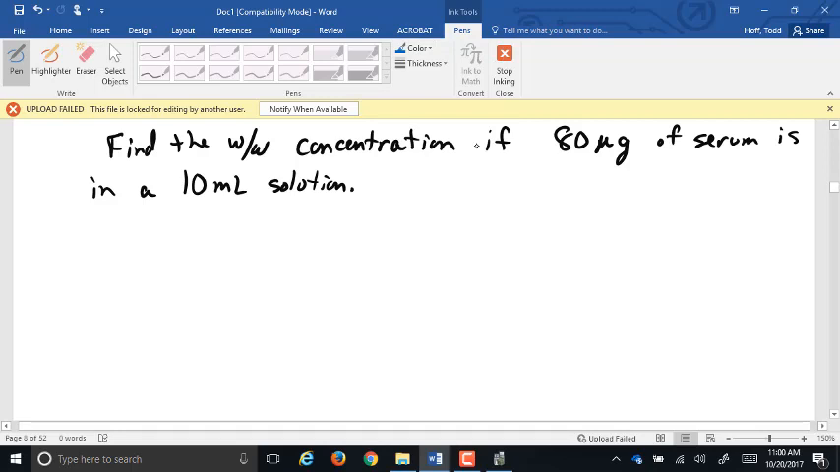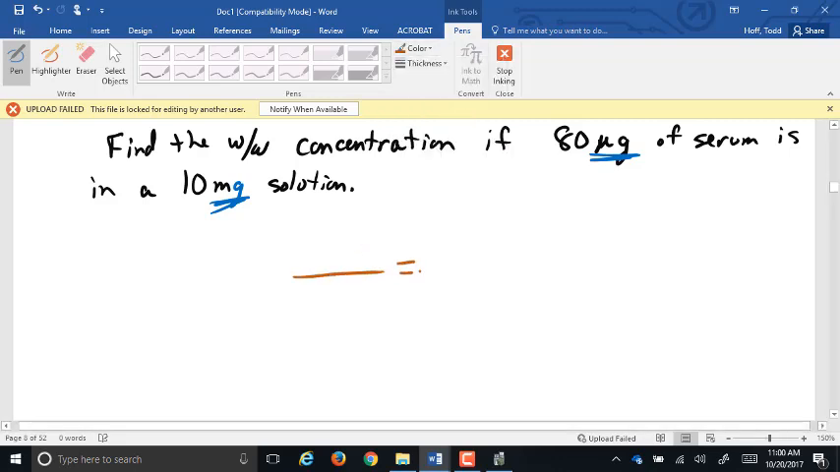There is something a little bit off in this problem. Can anybody tell me what it is? Yep, I said milliliters again. I should have said milligrams. Yes, we did go from micrograms to milligrams. One of them must change.